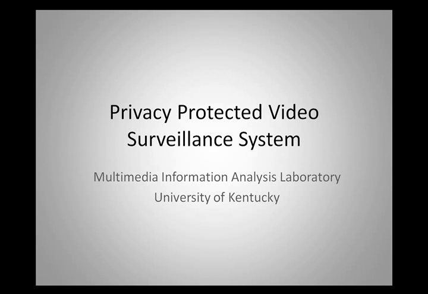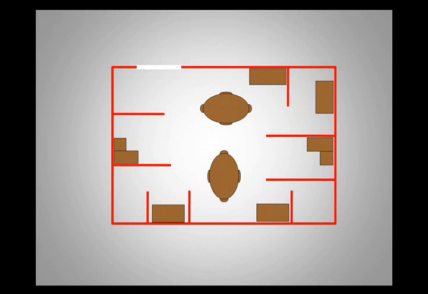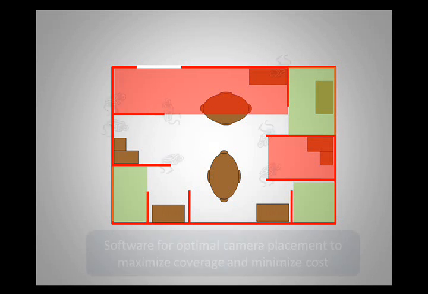This video demonstrates some of our research in the area of privacy-protected video surveillance system. Our system is developed for complex indoor environments with walls, partitions, furniture, and human traffic. Some areas in the environments, like the red area, are of high security values and must be protected under surveillance at all times, while other areas, such as those green areas, cannot be under surveillance due to privacy concern.